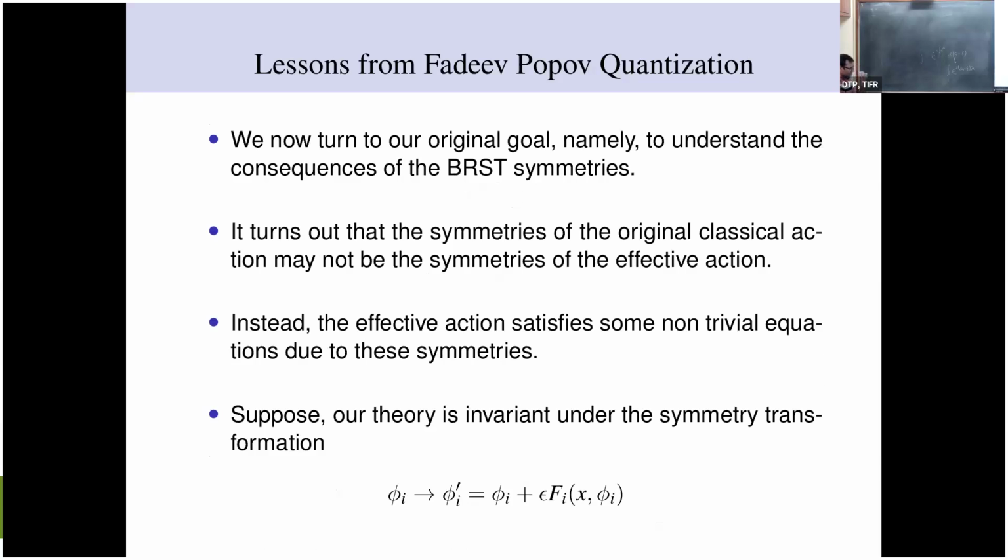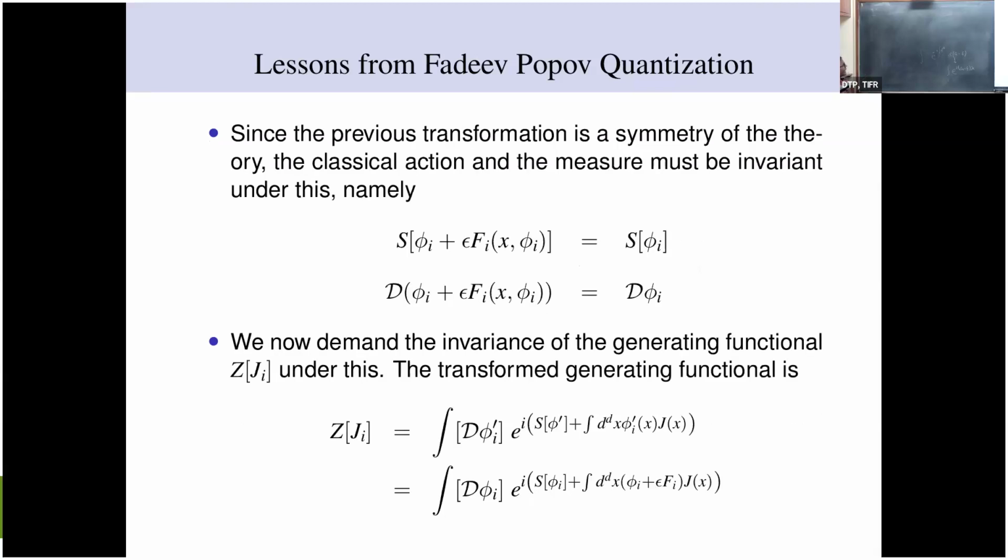But the more important point from the point of view of BRST symmetry is that the symmetries of the original classical action may not be symmetries of this effective action. Instead, this effective action satisfies some non-trivial equations due to the original symmetry. Just to see this, suppose our theory is invariant under a symmetry transformation: you change your field phi I to phi I plus epsilon f I, where f I are some functions of phi and epsilon is an infinitesimal parameter.